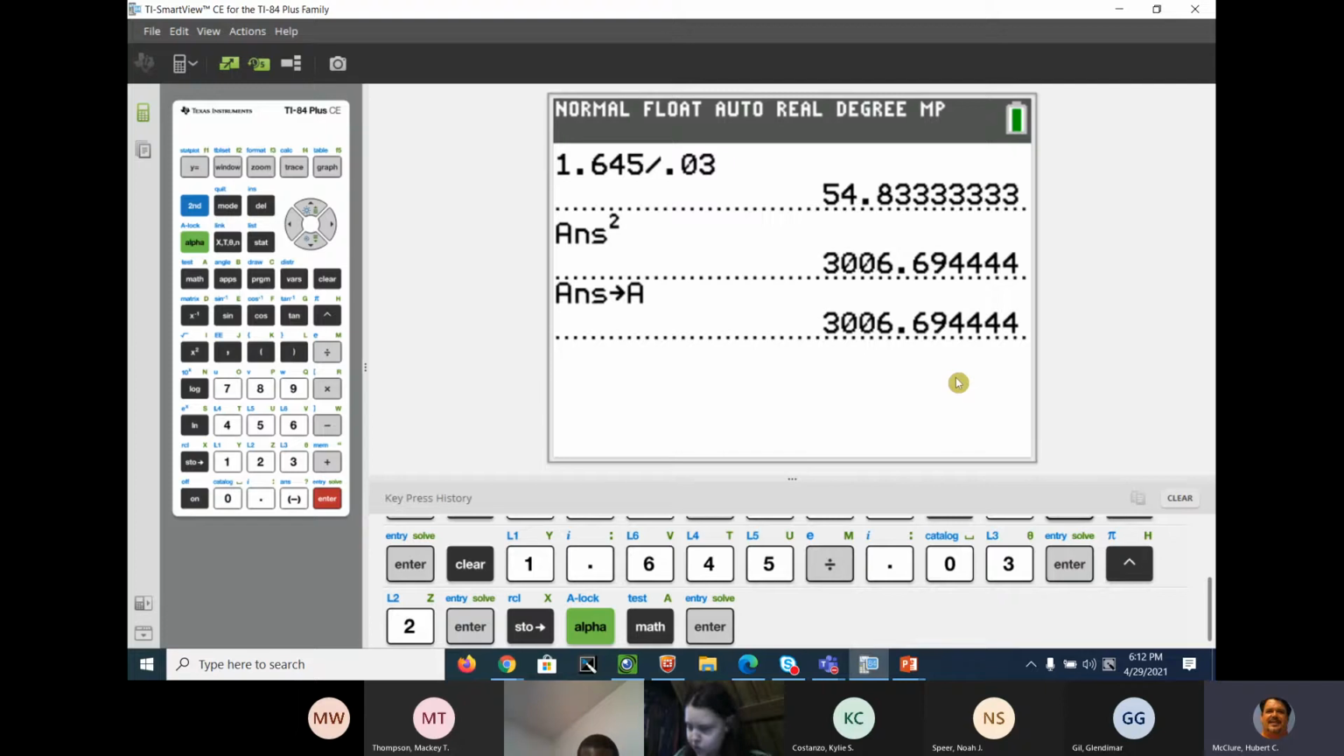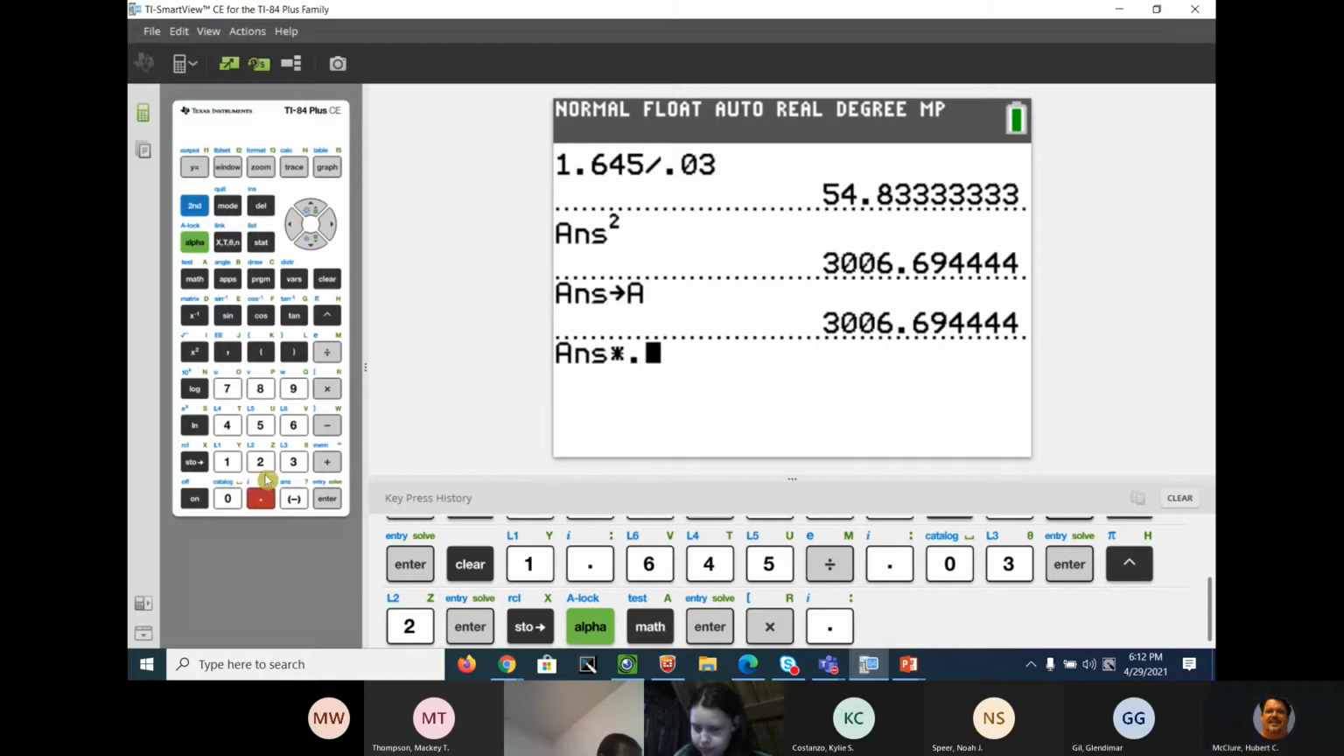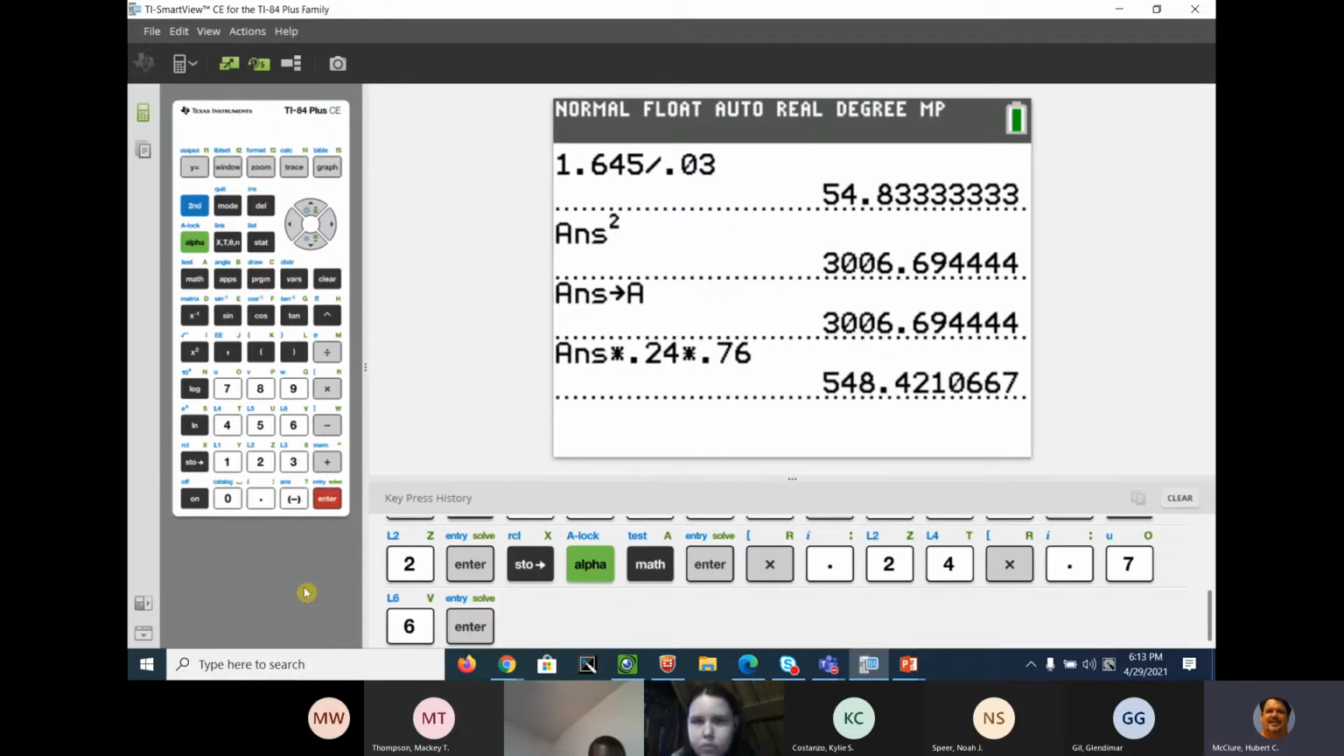And now I'm going to do my multiplying. So multiply by 0.24 times 0.76. Somebody check your number with my number. I get 548.42. Somebody confirm that, please. That's what I got.